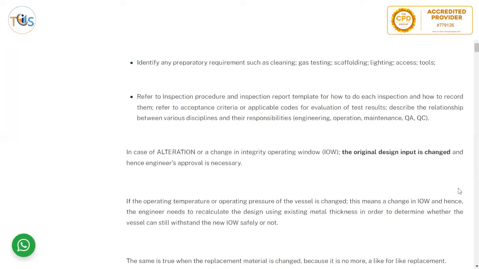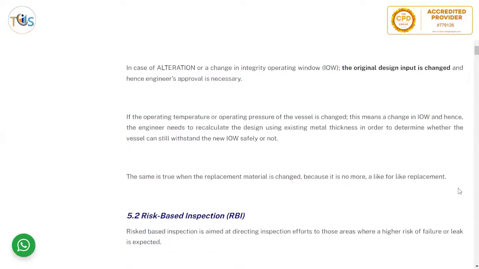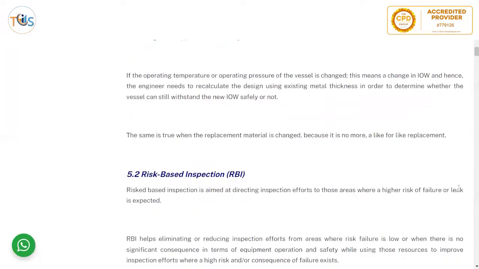Refer to the acceptance criteria or applicable codes for evaluation of test results, and describe the relationship between various disciplines and their responsibilities: engineering, operation, maintenance, QA, QC. In case of an alteration or a change in the integrity operating window, the original design input or output is changed, and hence the engineer's approval is necessary. So remember that for alteration, the engineer's approval is necessary.